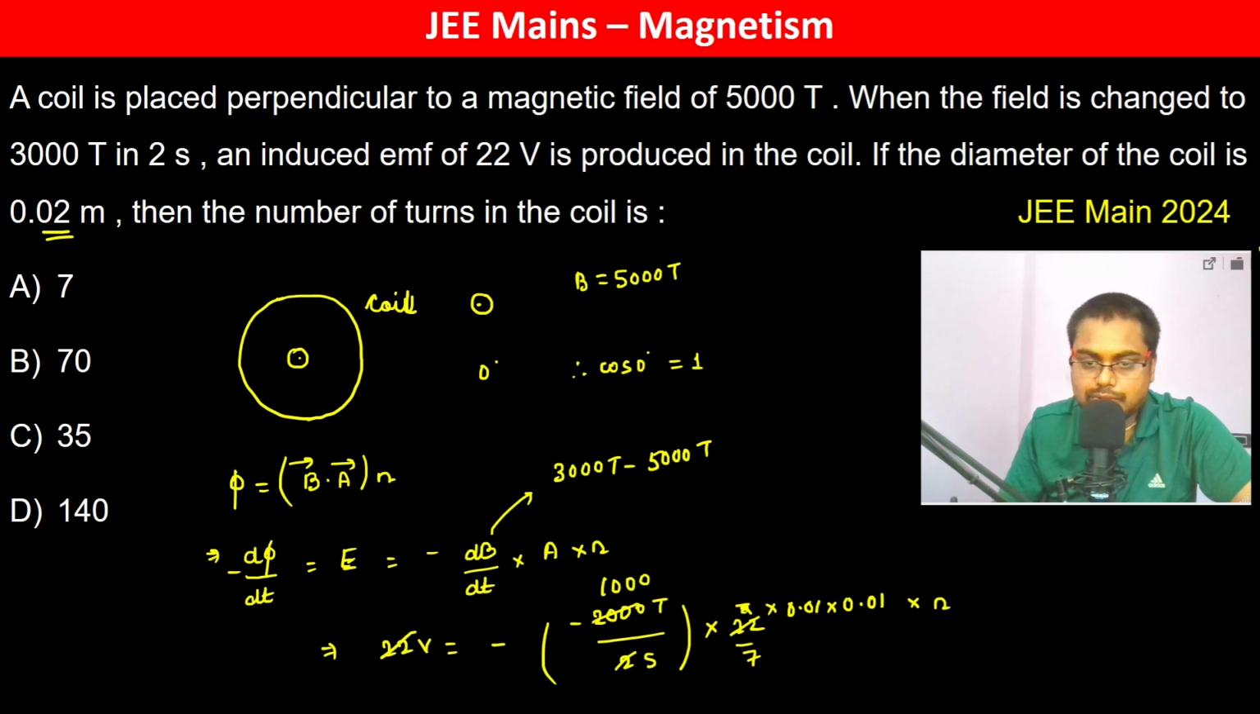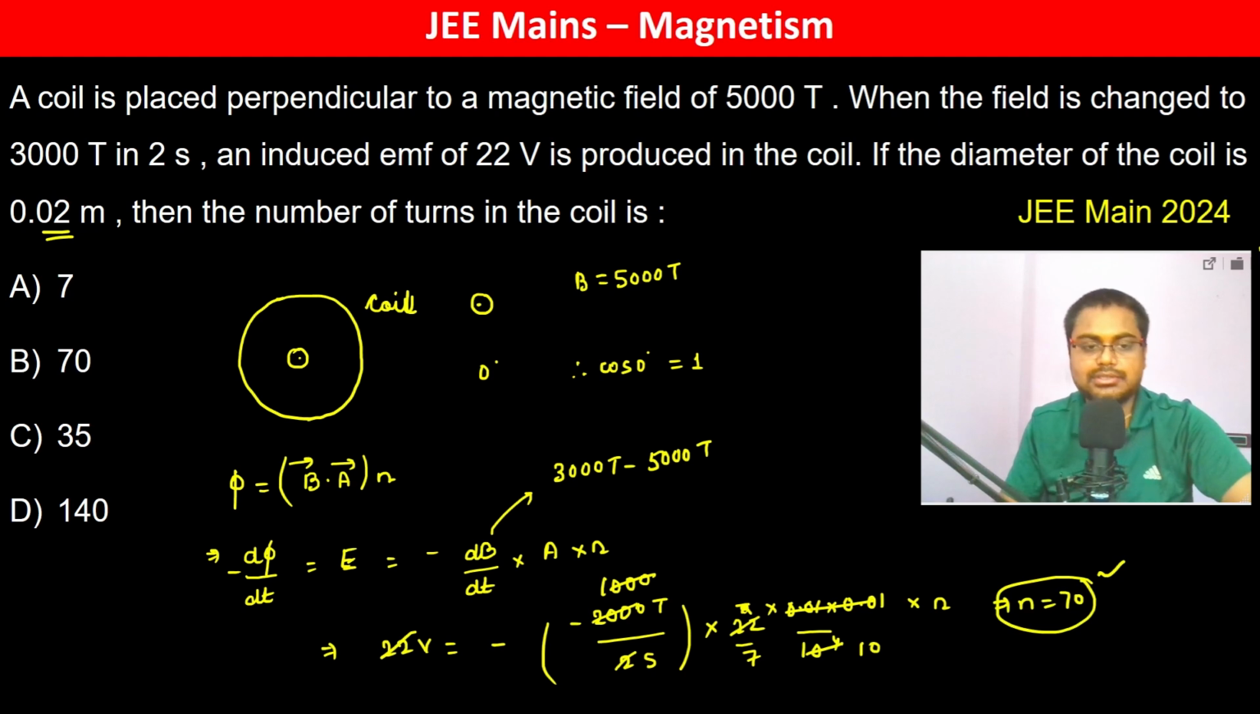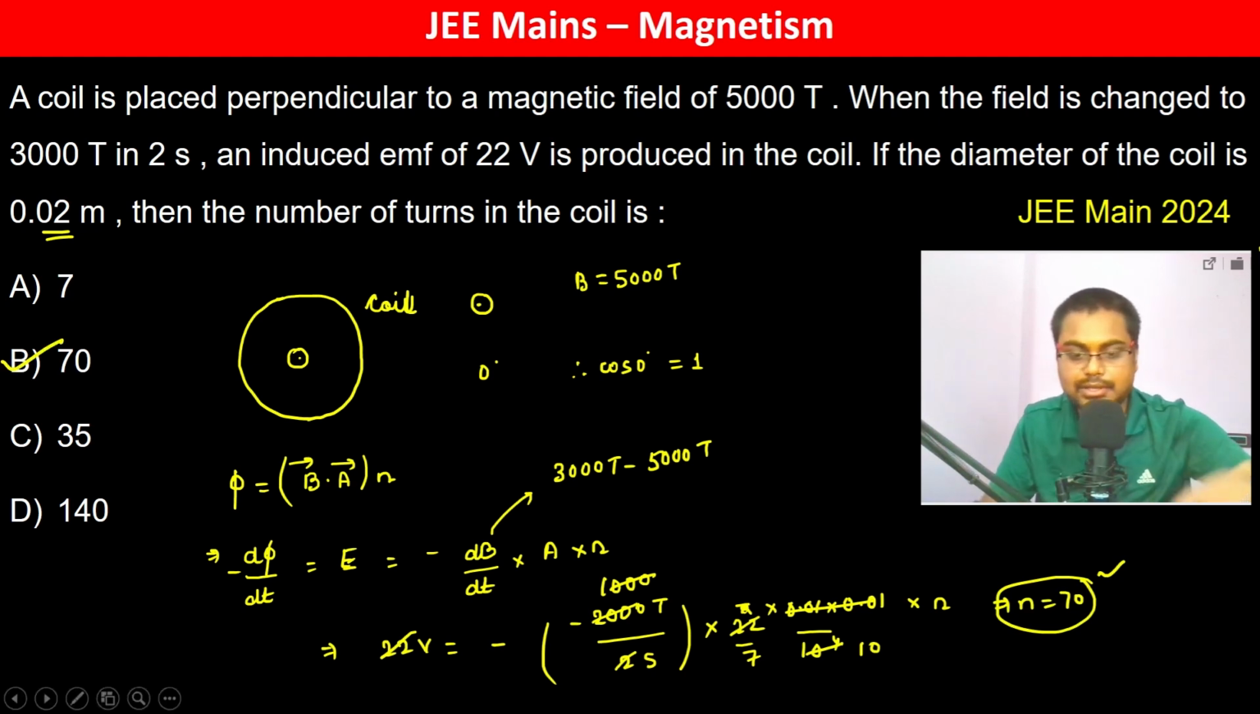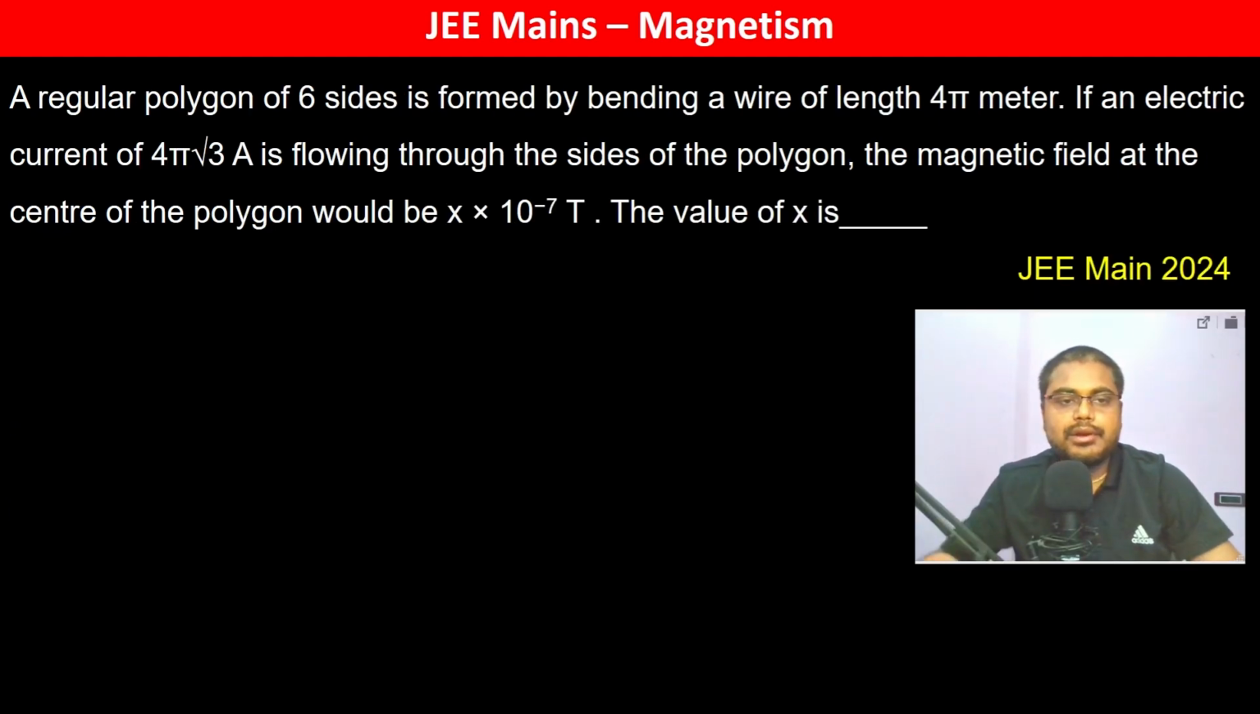Okay, and this is 1 by 10 to the power 4. So this also goes with 10. So n becomes equal to 70 turns. So therefore 70 is going to be the answer. Thank you. A regular polygon of 6 sides is formed by bending a wire of length.